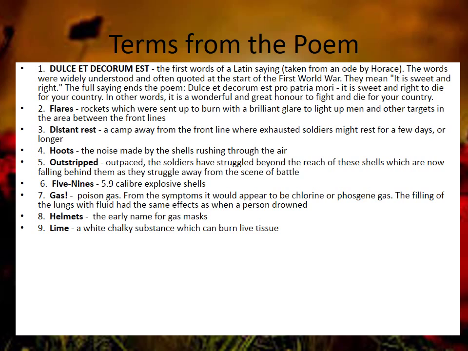He says, floundering like a man in fire or lime. Talking about lime, not the fruit. He's talking about a white chalky substance which can burn live tissue. And often the lime was used when they built buildings. And he said, through the misty panes, he's talking about the glass and the eyepieces of the gas masks. So you're seeing it as if there's a camera going right through those panes in the gas masks.